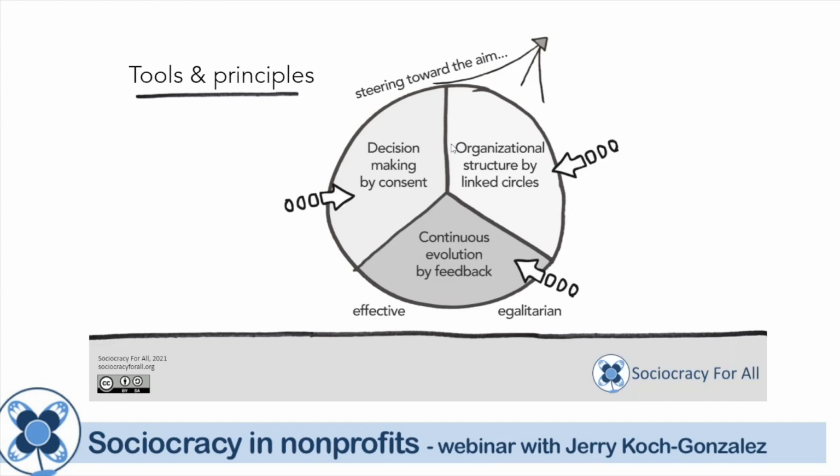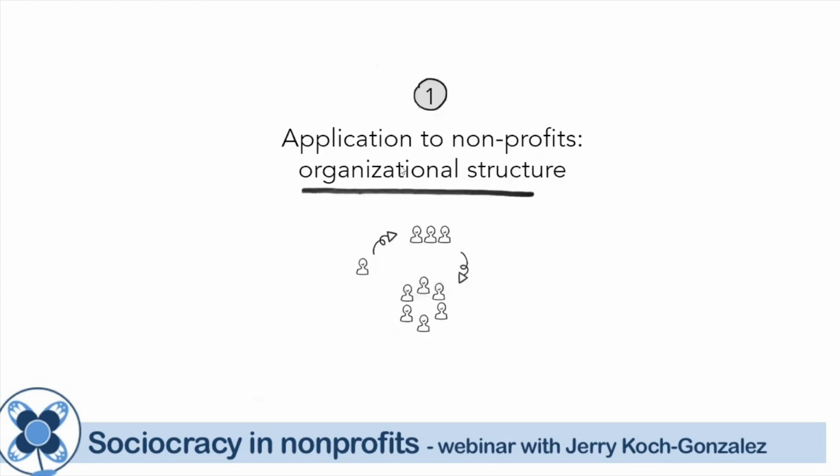All of this is with the underlying values of effectiveness and egalitarianism. Every voice matters, and we want to be able to get things done. And we are like the picture shows, almost like a steering wheel. It's how do we steer, which is about governance, towards achieving our aim. So that's the essence of what sociocracy is about, and I'll break that down a bit more.